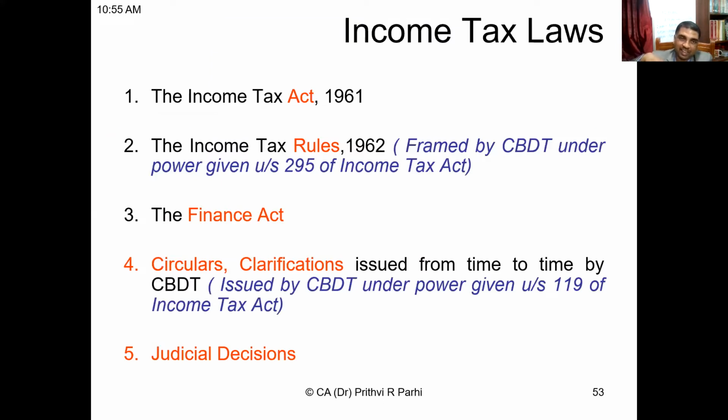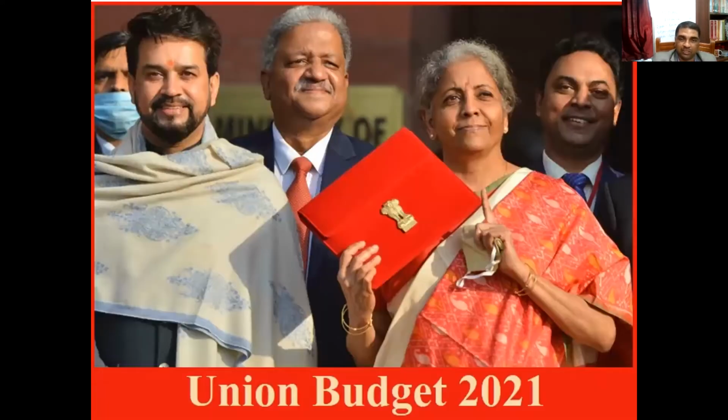Right. So Income Tax Act 1961, Income Tax Rules 1962, the Finance Act of the relevant assessment year, then clarifications, circulars, and notifications which are issued from time to time, and these are issued by CBDT under the power given under Section 119 of the Income Tax Act 1961, plus judicial decisions. So we are supposed to learn all these things.